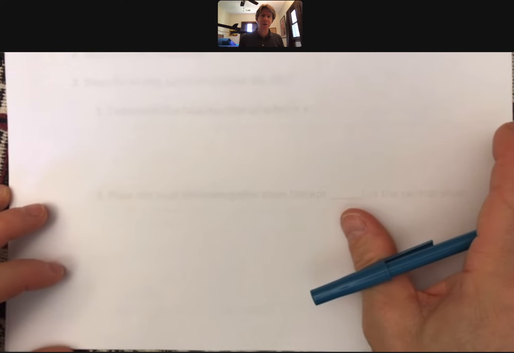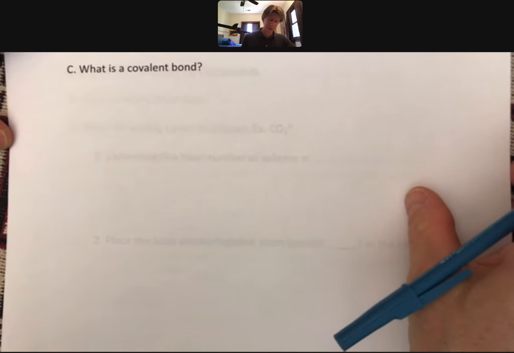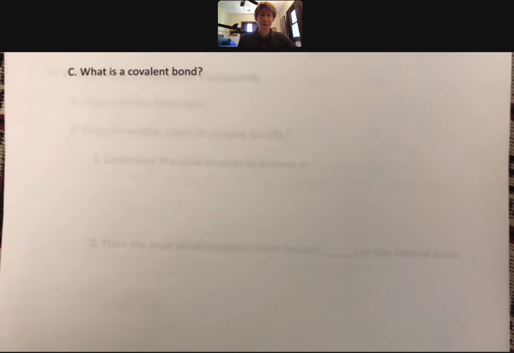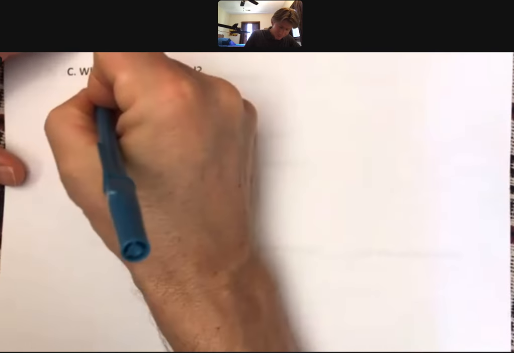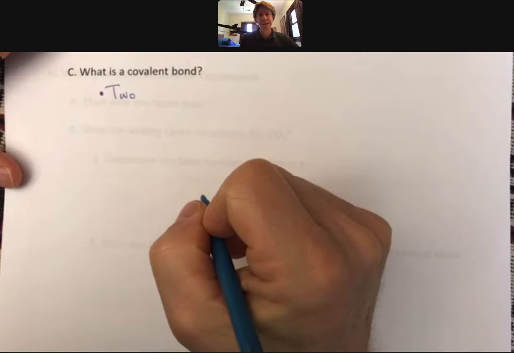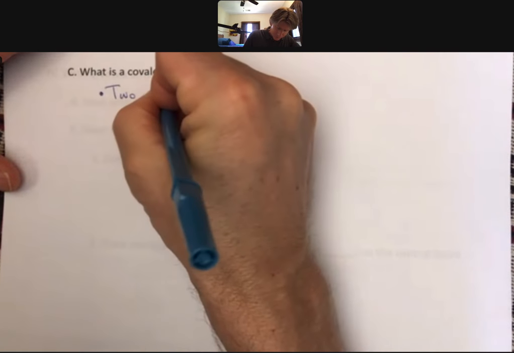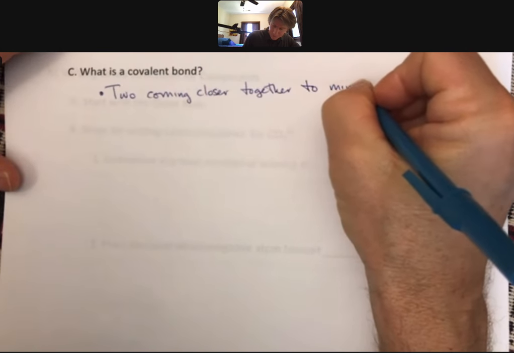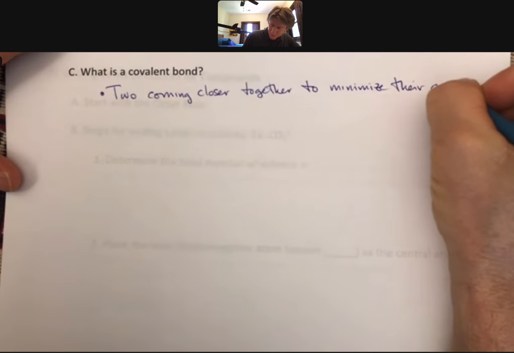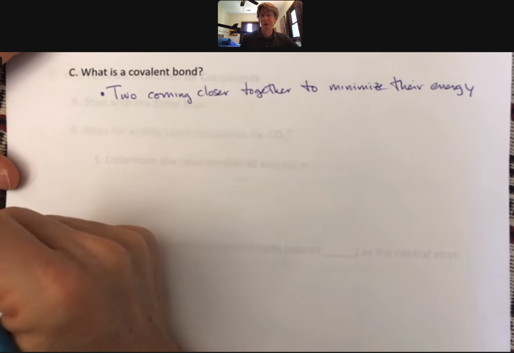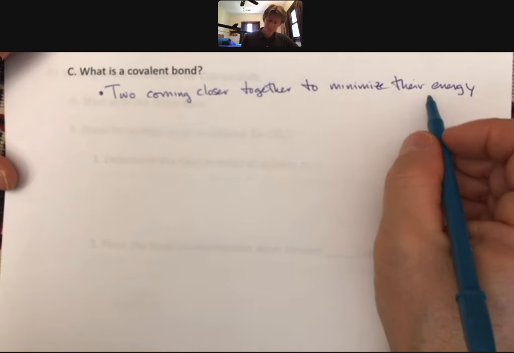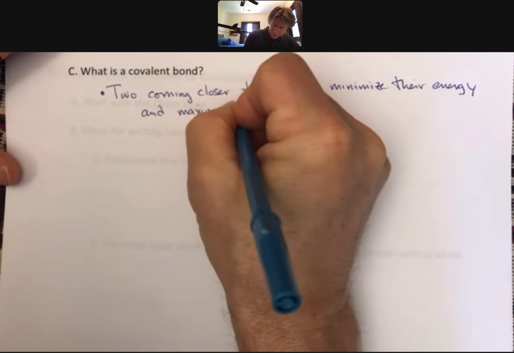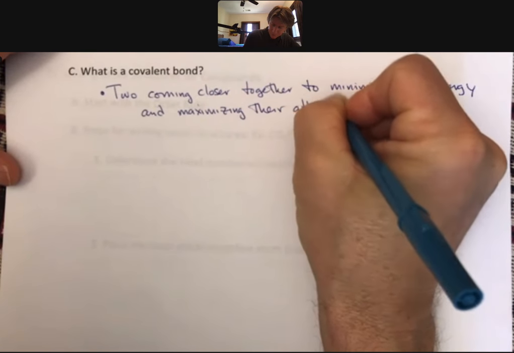So, what is a covalent bond? A covalent bond is basically two atoms coming closer together to minimize their energy. And that's also why a covalent bond forms, because the two atoms minimize their energy, and maximize their attraction. It's another way of looking at it.